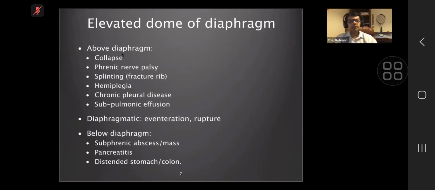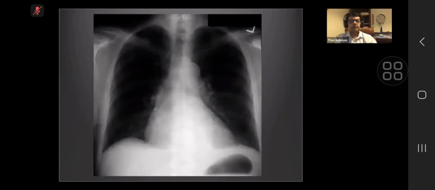So for elevated domes of diaphragm, the causes above the diaphragm are anything that can cause collapse, phrenic nerve palsy, splinting of the diaphragm, hemiplegia, chronic pleural disease, and subpulmonic effusion. Diaphragmatic causes are eventration or diaphragmatic rupture. Below the diaphragm: pancreatitis, distended stomach, subphrenic abscess and mass. Next case.